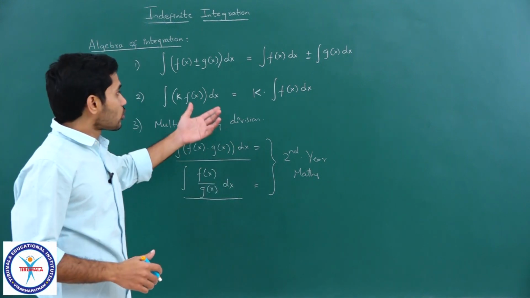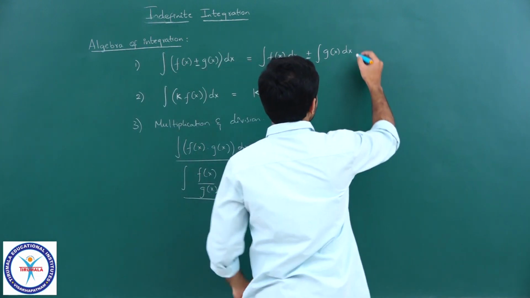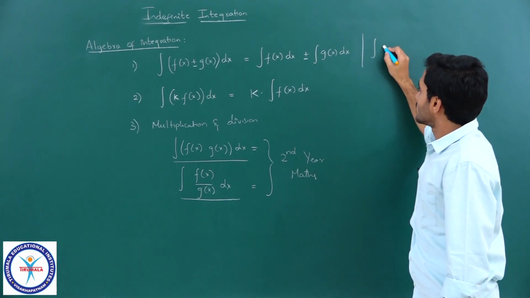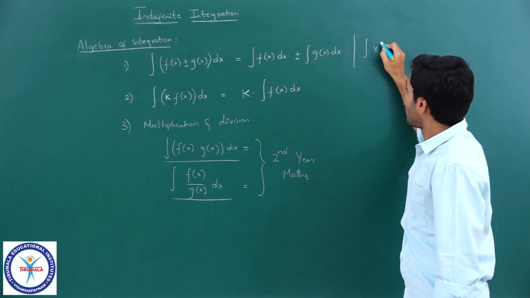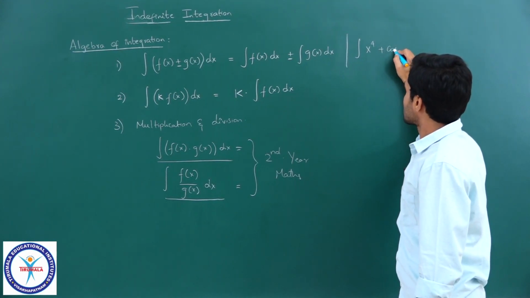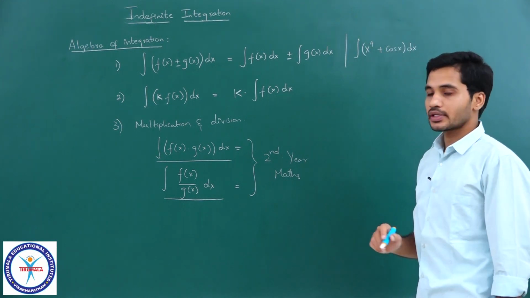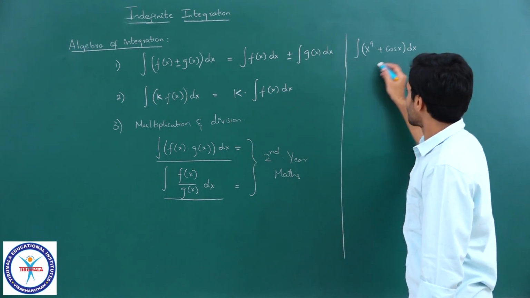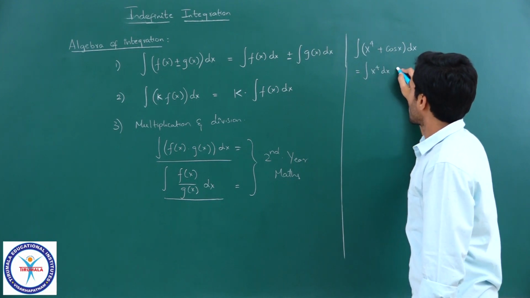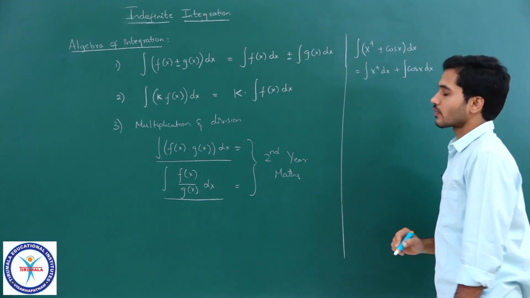So we will see some examples also for each of these. So as I told, this is not required. So for this, if I take an example, so for the first case, let us say we have integral of x power 4, right, plus cos x dx, right. So how can I understand this? So this can be understood as integral of x power 4 dx plus integral of cos x dx, correct students.